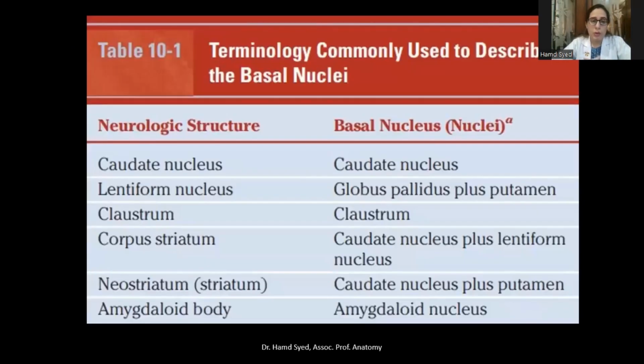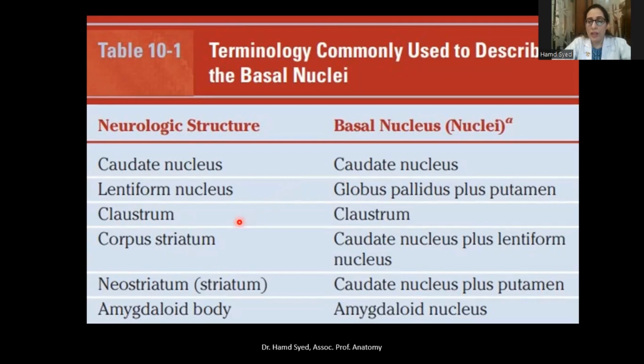Now, when we consider terminology, we have to look at over here that the caudate nucleus and the putamen are collectively known as striatum. And this striatum is actually the neostriatum. So neostriatum or striatum is the caudate nucleus plus the putamen. Now, the other thing that we have to remember is that the globus pallidus and the putamen are collectively known as the lentiform nucleus.